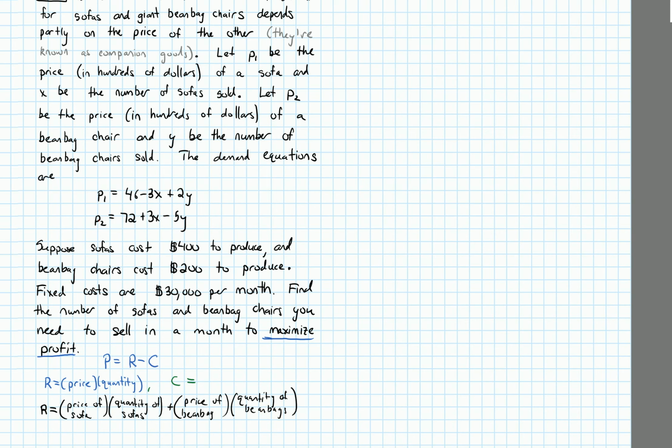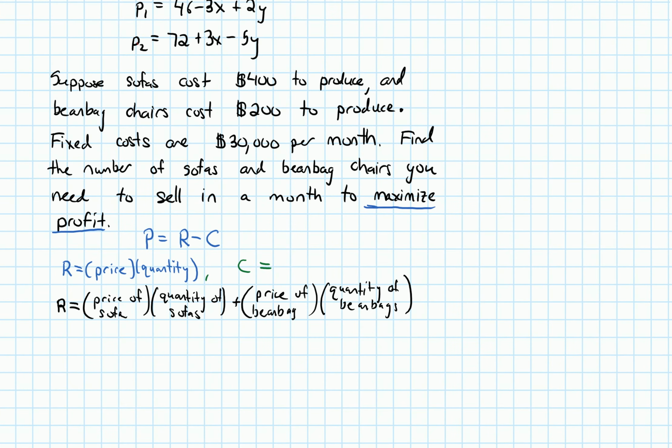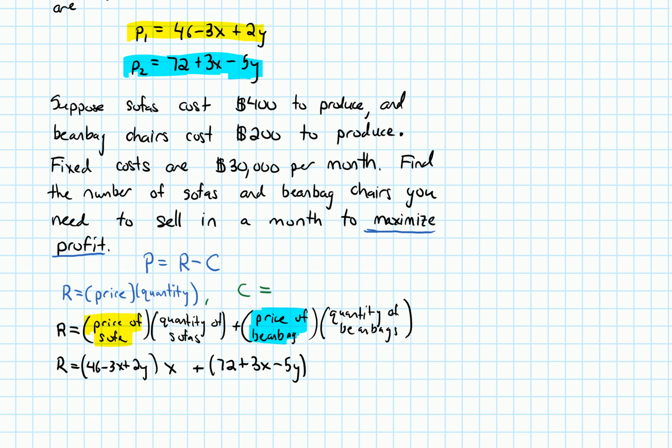All right, so let's plug in for these first. Okay, I'm going to zoom in a little bit so it's easier to write. Okay, so the price of a sofa was P1. So let's plug that in. So our revenue is going to be equal to P1, which is 46 minus 3x plus 2y, times the quantity of sofas, that was x, plus the price of a beanbag. The price of a beanbag was P2. So plus 72 plus 3x minus 5y, times the quantity of beanbags, which was y.